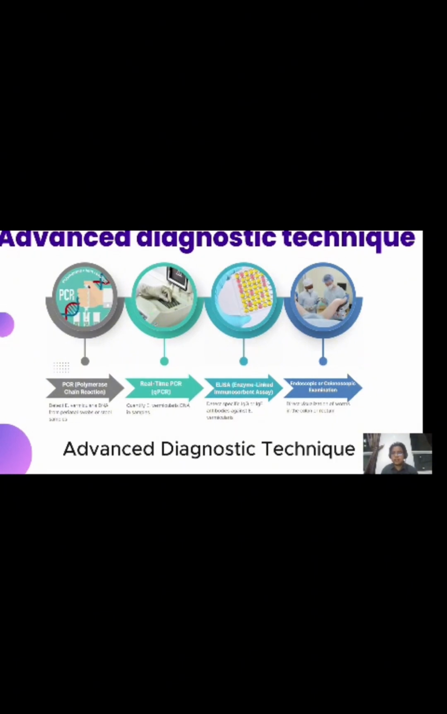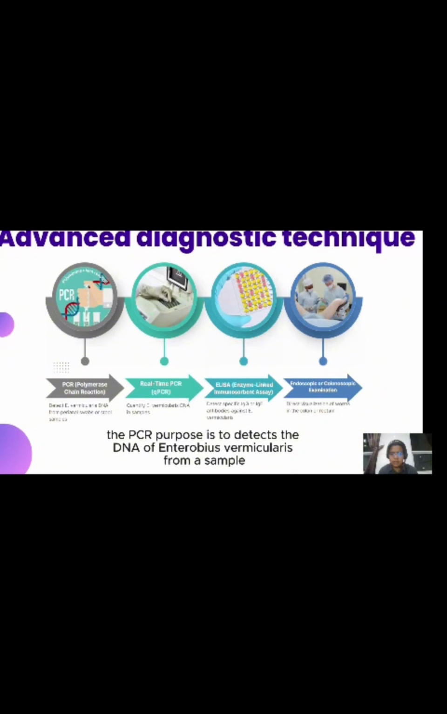Next is the advanced diagnostic technique. There are 4 diagnostic techniques to identify Enterobius vermicularis. First is the PCR, which is called polymerase chain reaction. The PCR's purpose is to detect the DNA of Enterobius vermicularis from a sample. So I will explain how the PCR works.